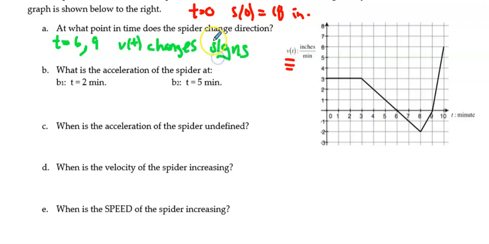Okay? You got to stop saying it crosses the x-axis. You got to say velocity changes signs. That's the correct justification for this particular example. So make sure you guys are good with that for that problem.